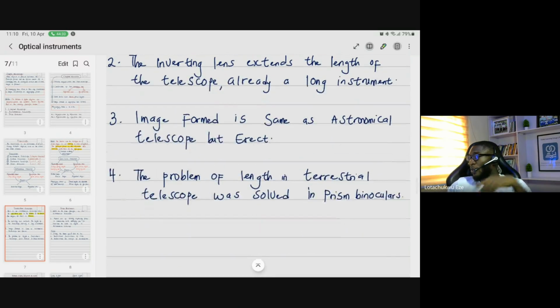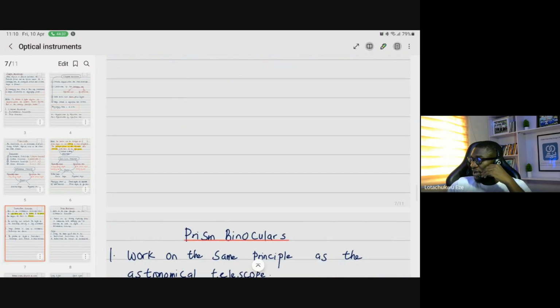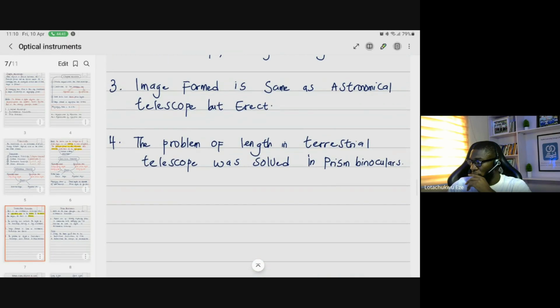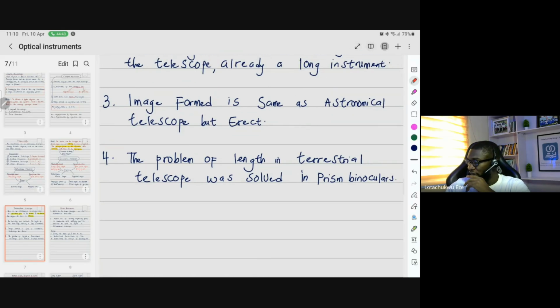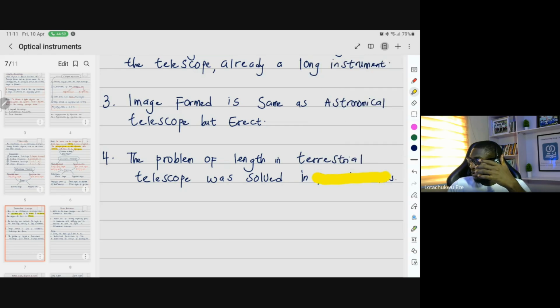But the problem of length in the terrestrial telescope was actually corrected using what we call the prism binoculars. That issue of length was corrected using this. So anytime you see a question alongside telescope and reducing the length of this instrument, it was the prism binoculars that came to the rescue to ensure that the length is no longer a problem.